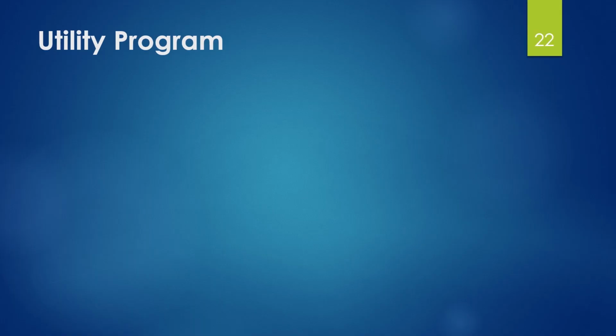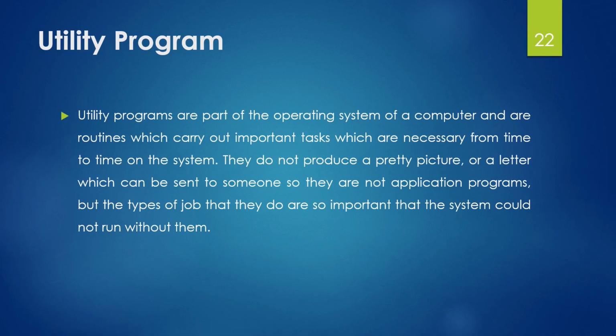Utility program. Utility programs are part of the operating system of a computer and are routines which carry out important tasks which are necessary from time to time on the system. They do not produce a pretty picture or a letter which can be sent to someone, so they are not application programs. But the types of job that they do are so important that the system could not run without them.